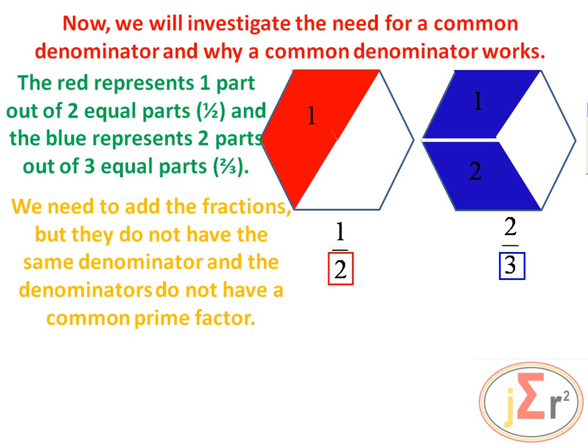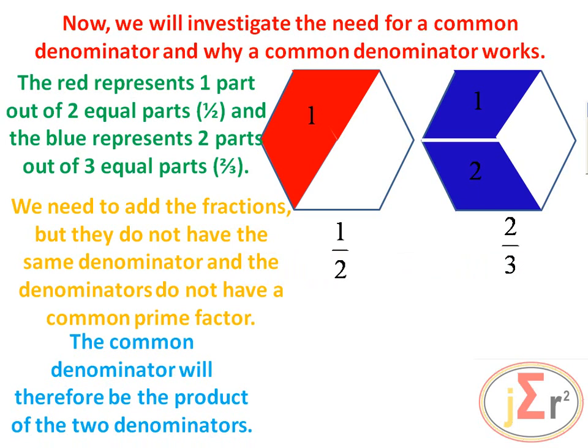But because they do not have a common prime factor, then the common denominator will be the product of the two of them. And students may do well to remember this, and it will be applicable and very useful throughout your entire lifetime in mathematics, that when the two denominators do not have a common prime factor, the lowest common multiple will be the product of the two of them. So 2 3s, 6. Right. So the common denominator will therefore be the product of the two denominators.